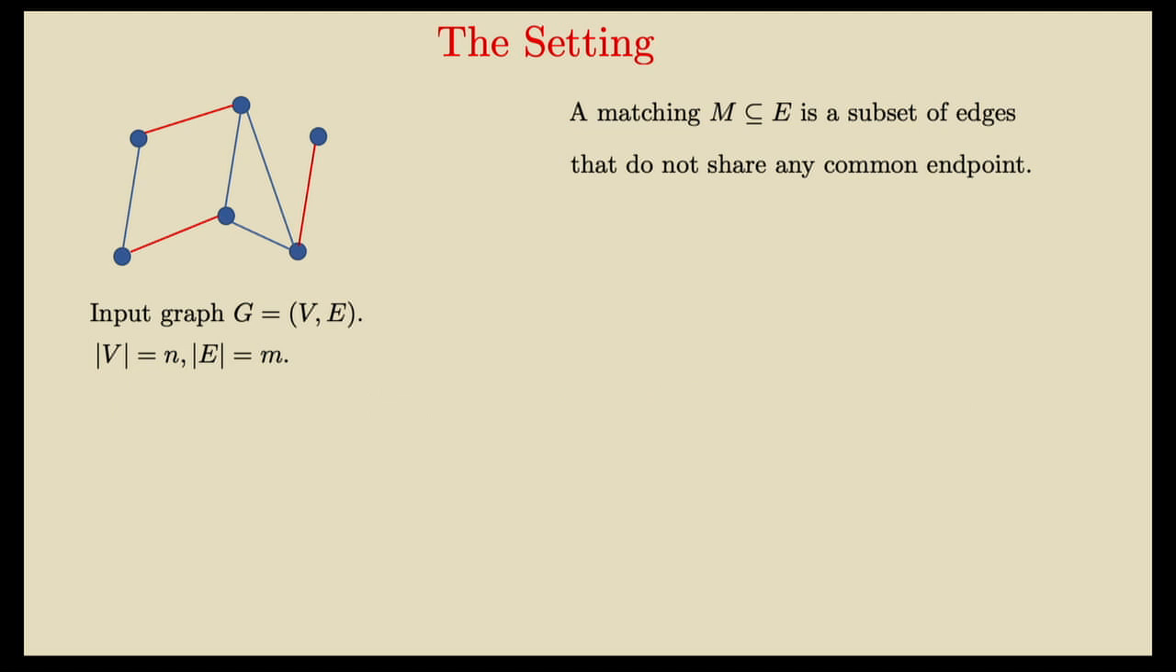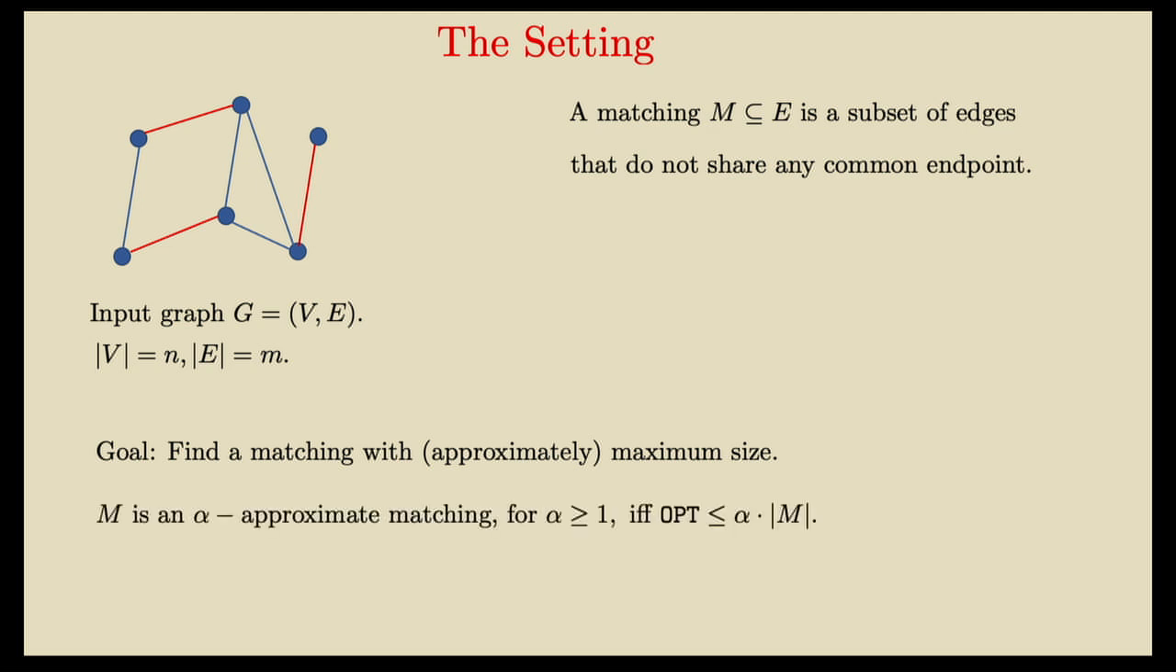So, we all know what a matching is, but let me just quickly recap. We have a graph with n nodes, m edges. A matching is a subset of edges that do not share any common endpoint. So, the red edges in this graph are a matching, and we basically want to find a matching with approximately maximum size. Ideally we would like to get an alpha approximate maximum matching, a matching whose size is within alpha factor of opt. Here opt denotes the size of the maximum matching.